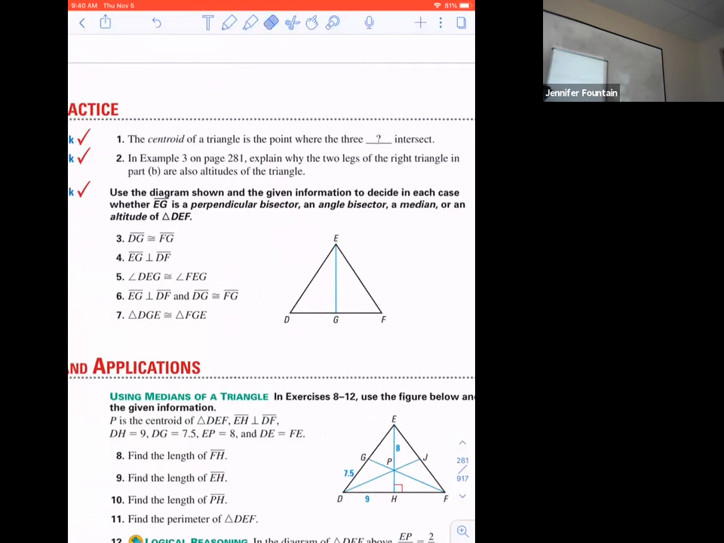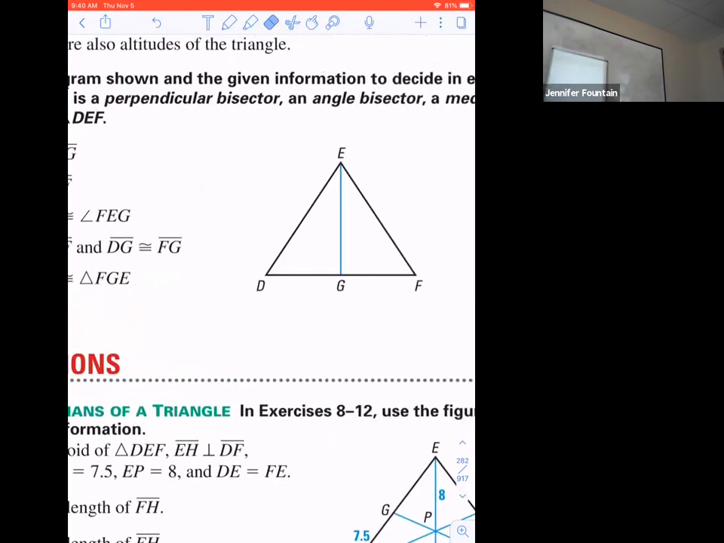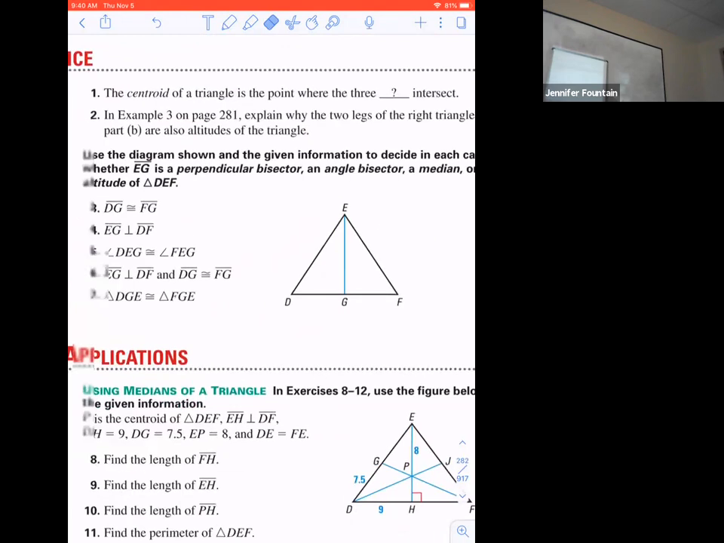Now let's look at the next one. It says, what if they told us that EG was perpendicular to DF? Okay, but look at this. If EG is perpendicular to DF, notice it leaves the vertex and goes straight down to intersect. So what did we just learn? What did we just talk about? Leaves the vertex and intersects at a 90-degree angle. It is perpendicular. Altitude, good.